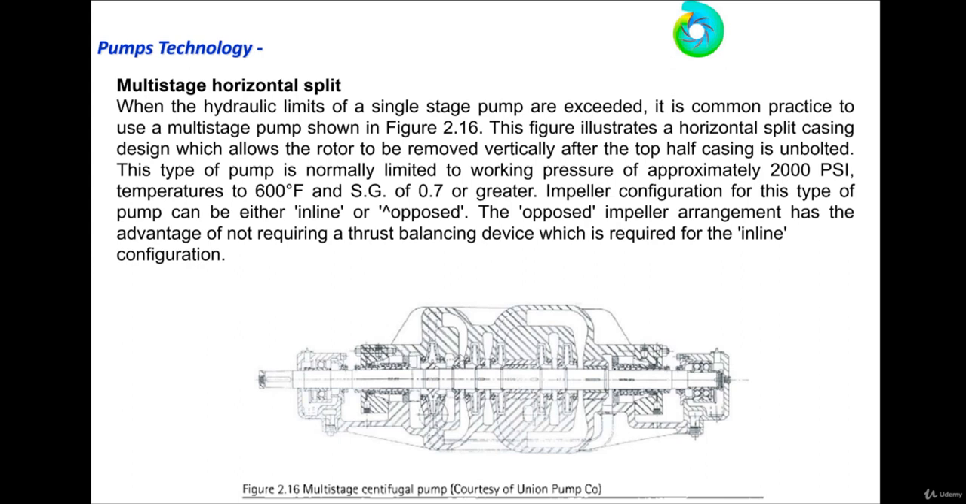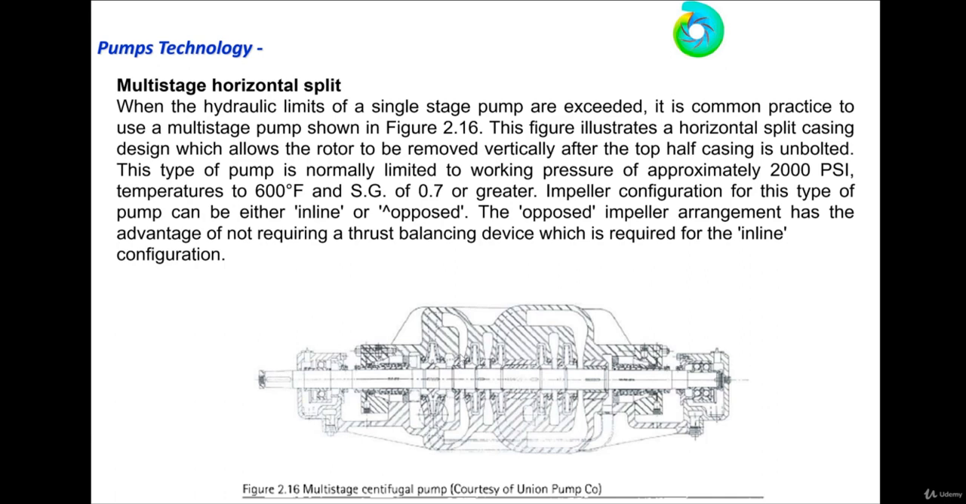This type of pump has limited operating conditions. What are the limited operating conditions? This type of pump is normally limited to a working pressure of approximately 2000 psi, temperatures up to 600 Fahrenheit, and specific gravity of 0.7 or greater.